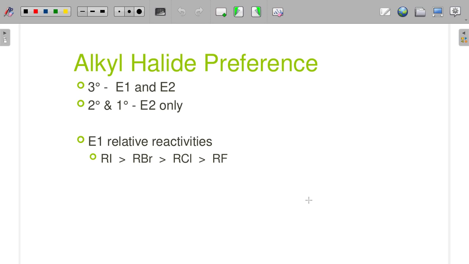Okay, so we're going to actually see that the alkyl halide has a preference. It does like tertiaries. E2 also likes tertiaries. But E2 will actually react with secondaries and primaries, and secondaries and primaries are never going to do an E1 type reaction. E1 does actually like the iodines more, so iodines have been more reactive on every single one of our substitution reactions and elimination reactions.